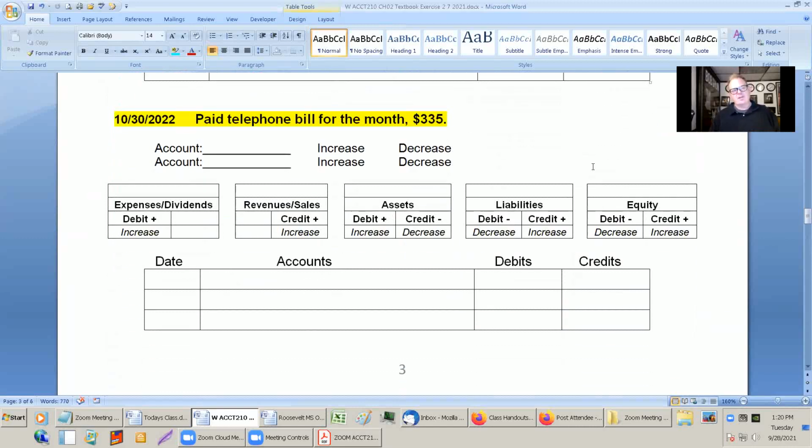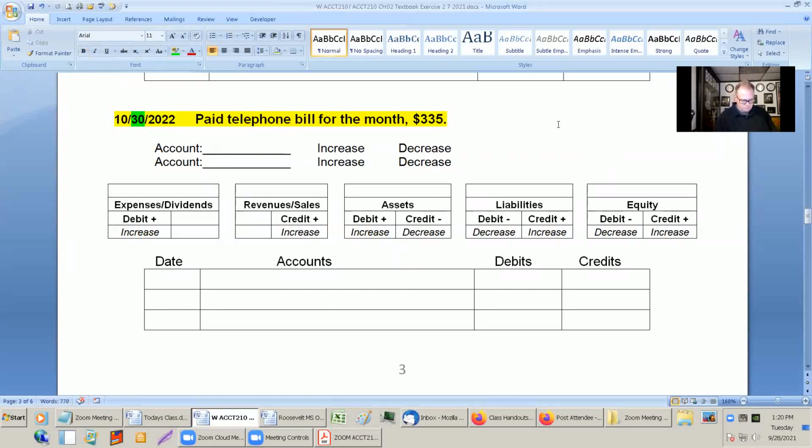Okay, this one is a little bit vague on what they're actually saying. It says paid telephone bill for the month. Now, let's assume that this was not an accounts payable. Let's assume that they just got the telephone bill and paid it. So pay the telephone bill for the month, $365. So would it go down as an expense?